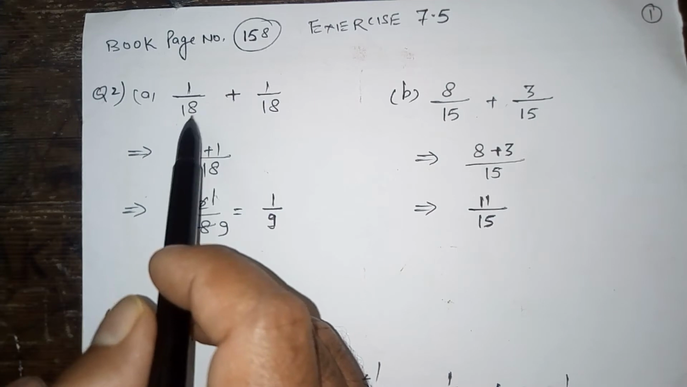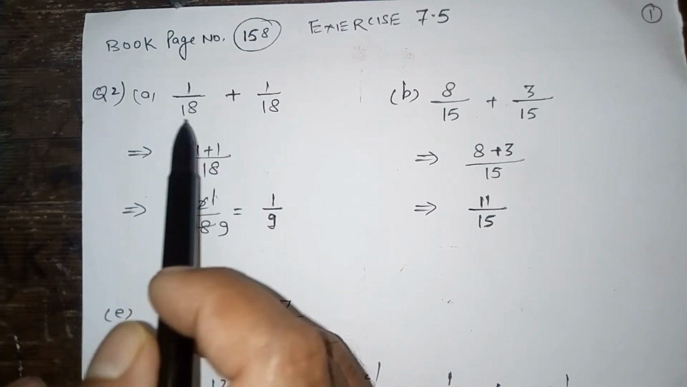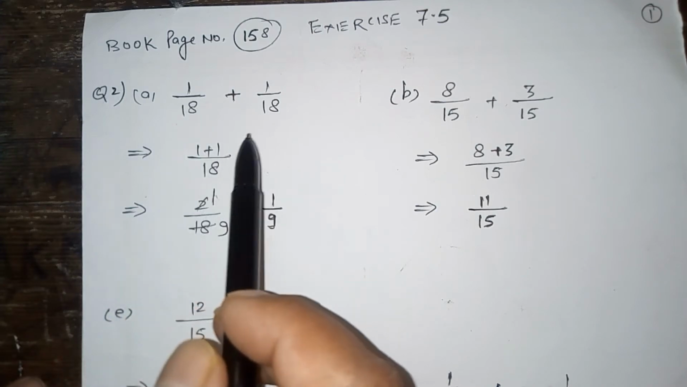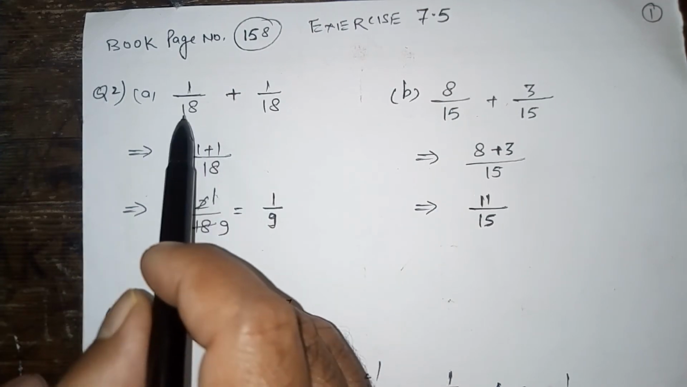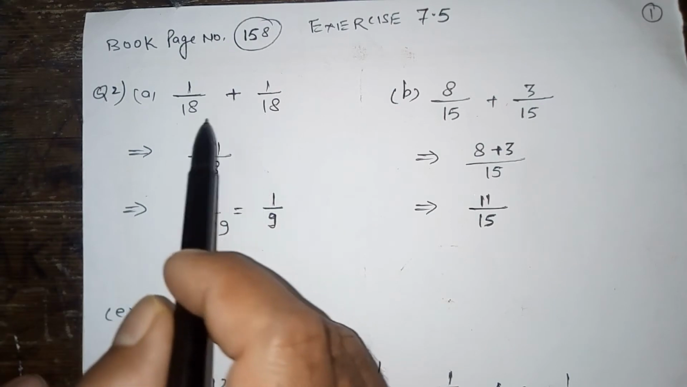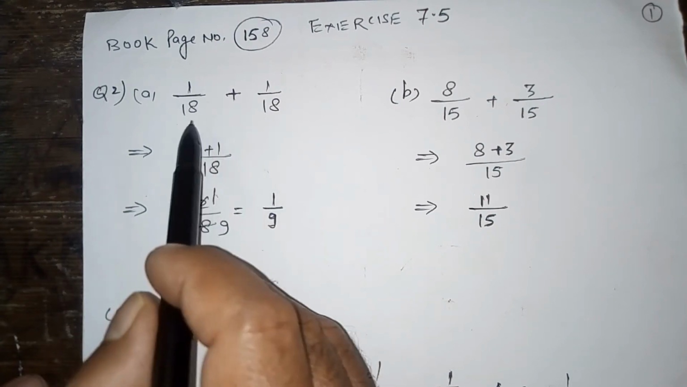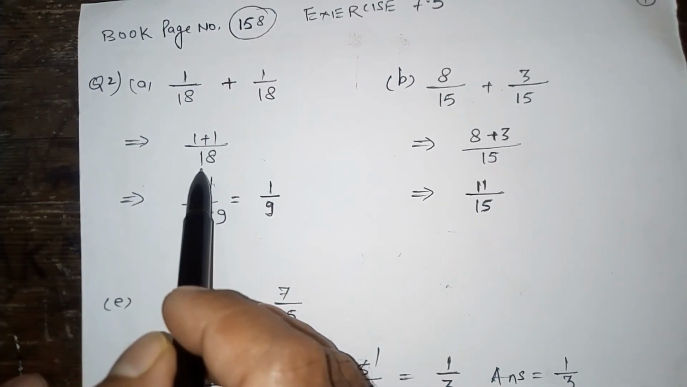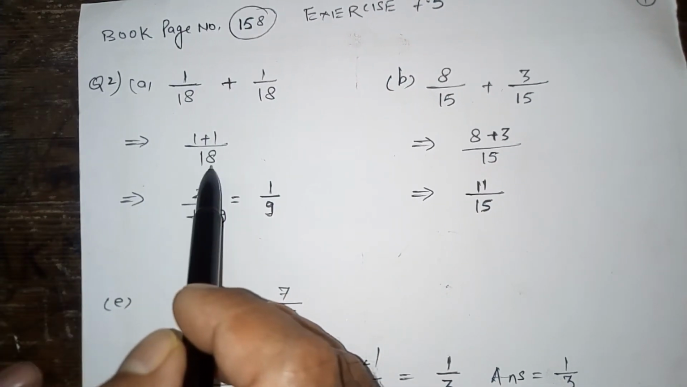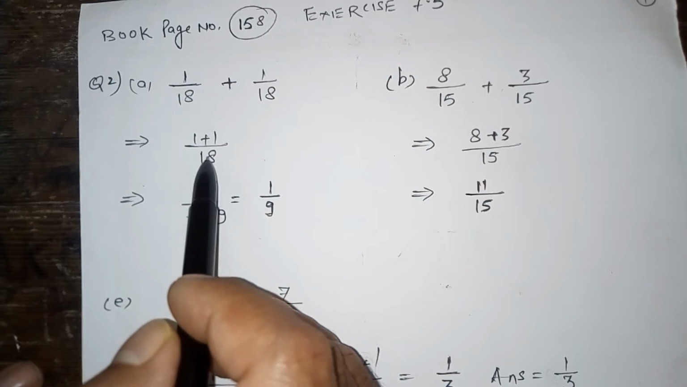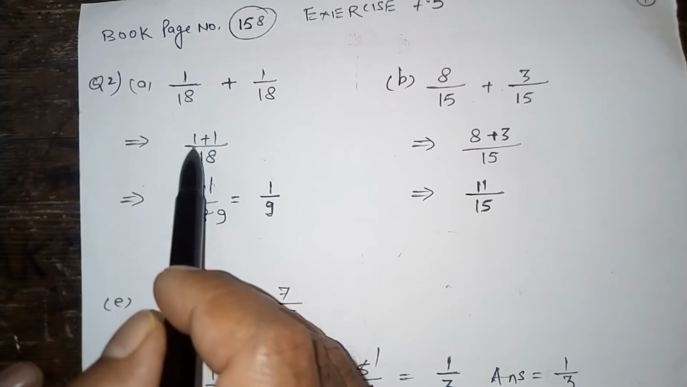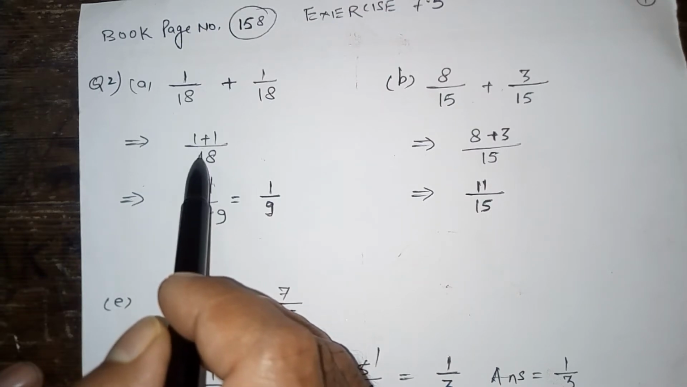The meaning is these two fractions are like fractions. So what will you do? Denominators are same. In these fractions, denominators are same. So LCM will be the same number, that is 18. After taking out LCM, what will you do? It will take 18 upon 18. It will give you 1.